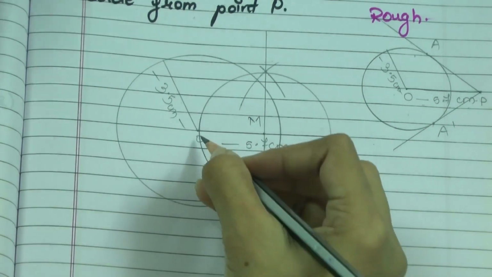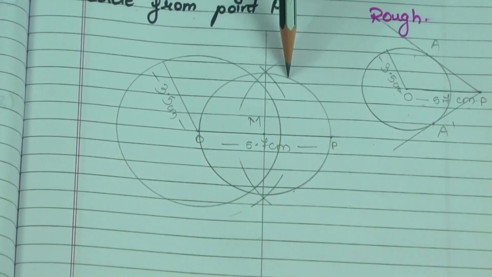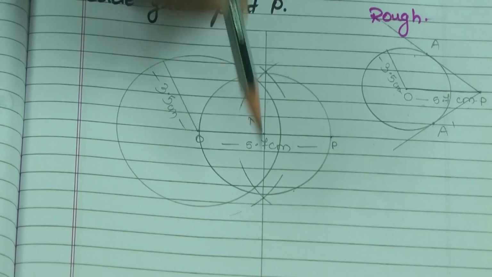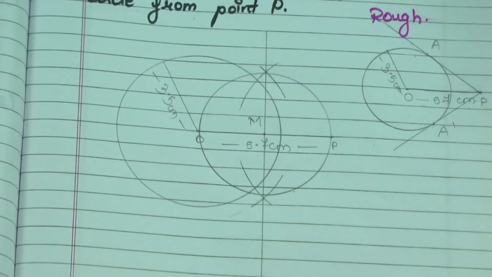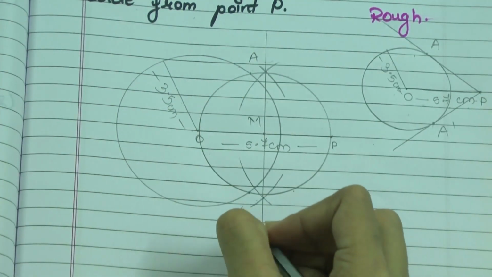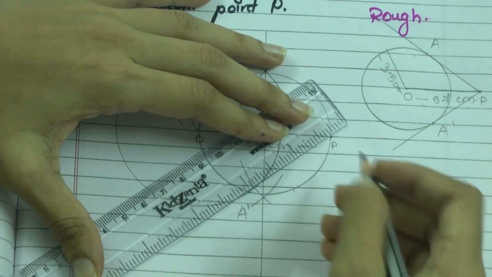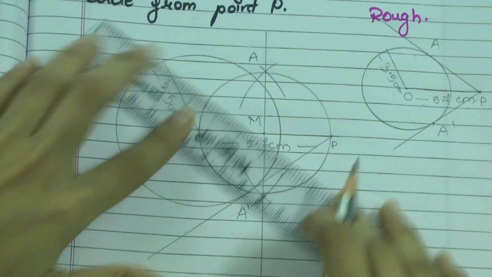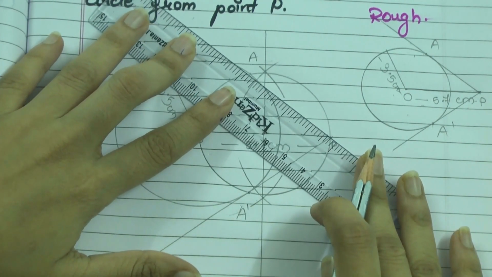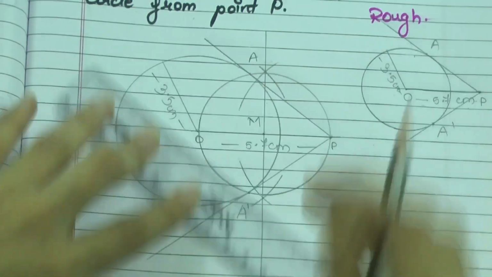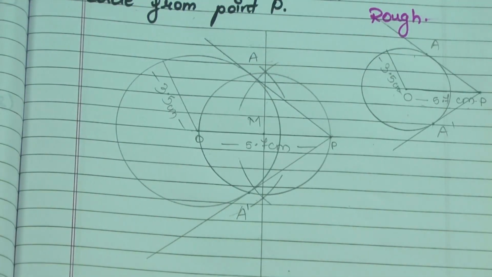Now this circle with center M is intersecting the circle with center O at this point and at this point. Mark those points carefully and label them as A and A dash. Draw the tangents PA dash and PA very carefully. Yes, correct. These are the required tangents from the point P.